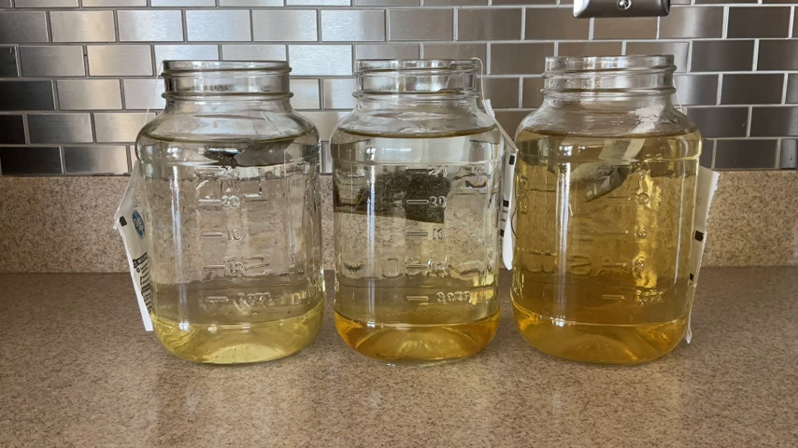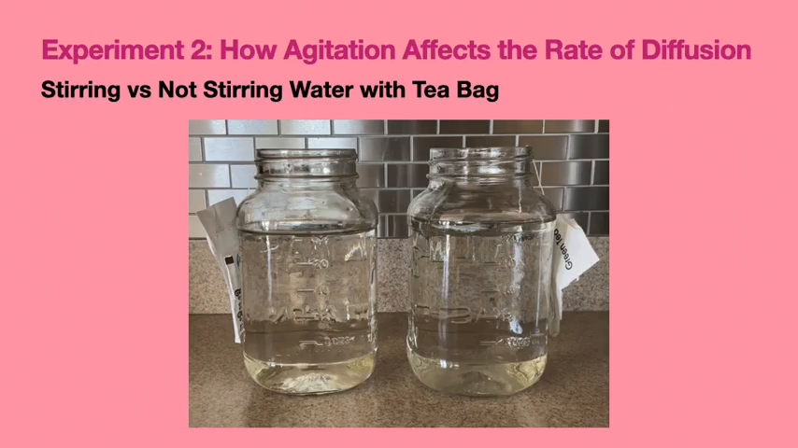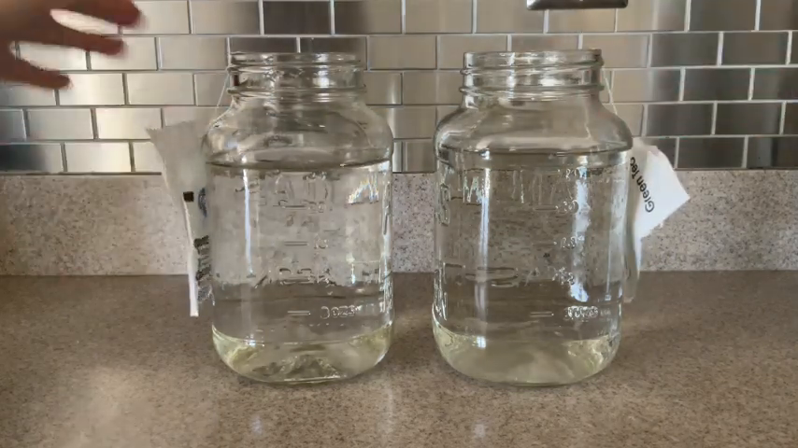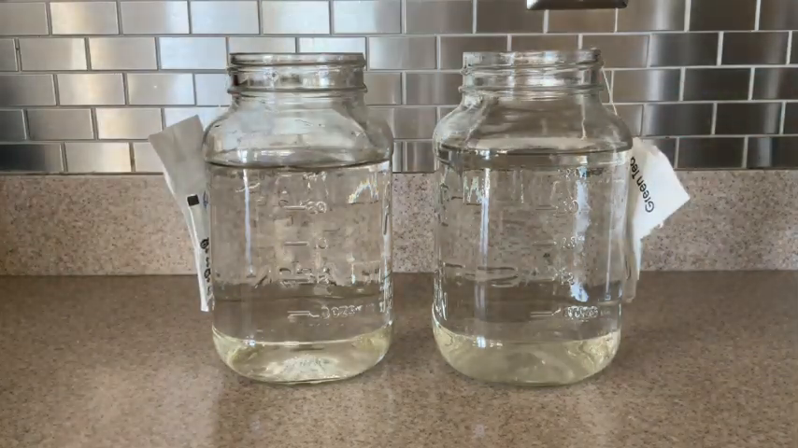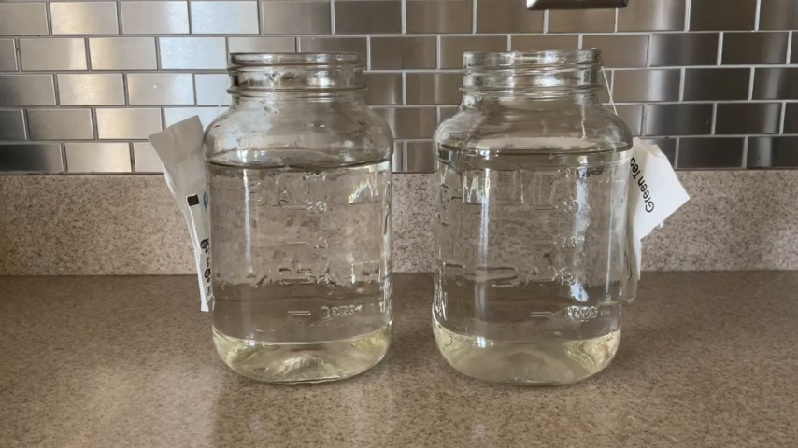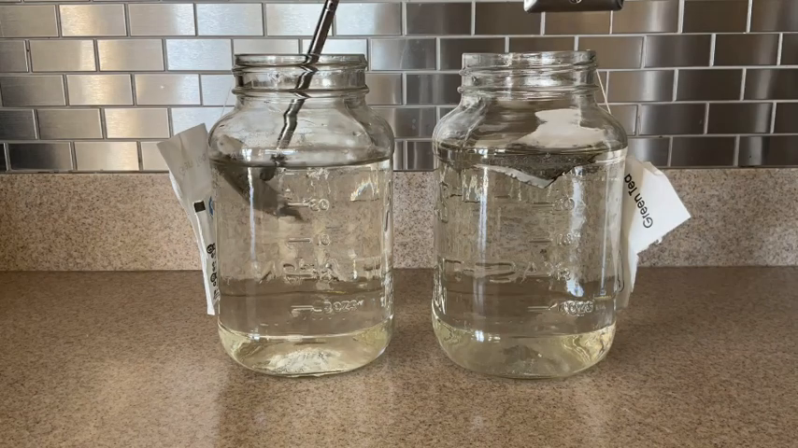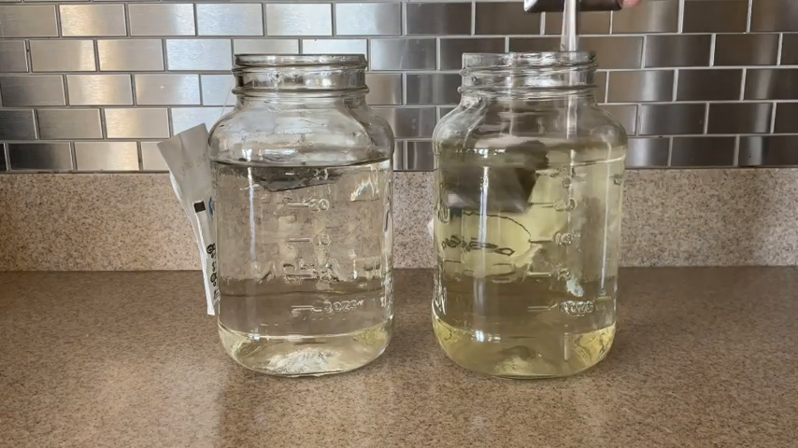and industrial processes. Now let's shift our focus to Experiment 2, where we investigated the role of agitation in diffusion using tea bags and water. In this experiment, we set up 2 identical containers of water, each containing a tea bag. In one container, we kept the water still, while in the other, we agitated the water by gently stirring it.